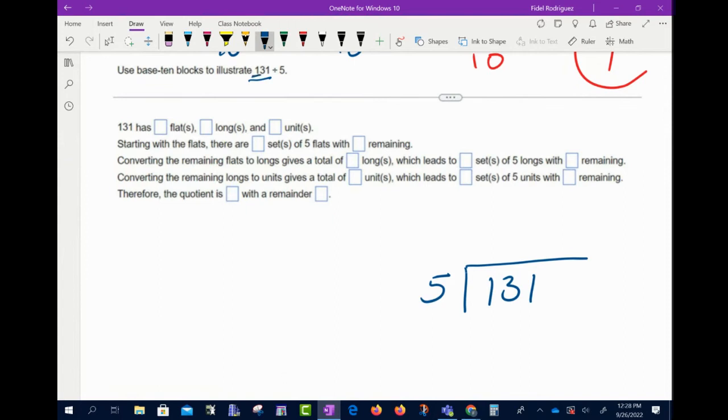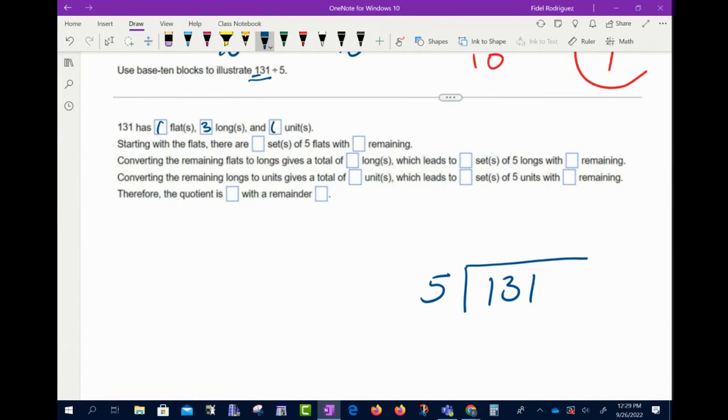So how many hundreds do we have here? There's one of them, right? There's 100 because it's 131. So how many tens do we have? Well, we have 3 tens. And how many ones do we have? We have one of them.